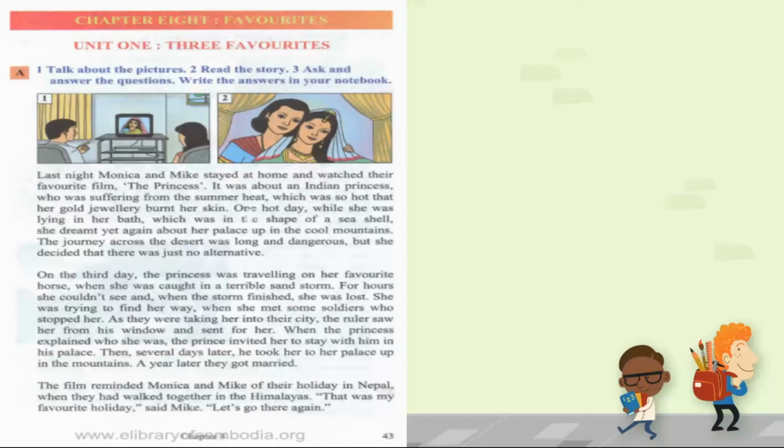On the third day, the princess was traveling on her favorite horse. Princess was traveling, they used past continuous. When she was caught in a terrible sandstorm, a terrible sandstorm.